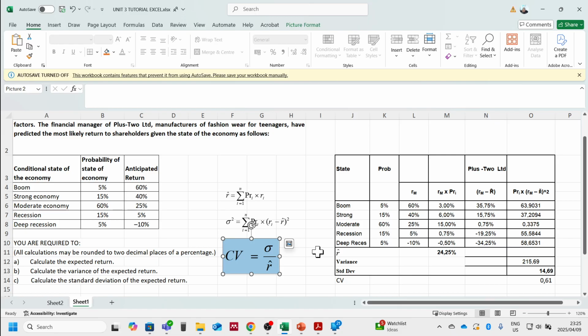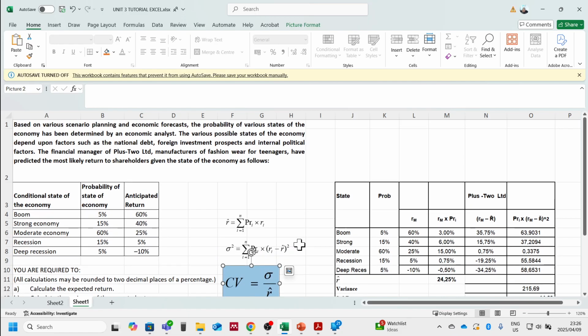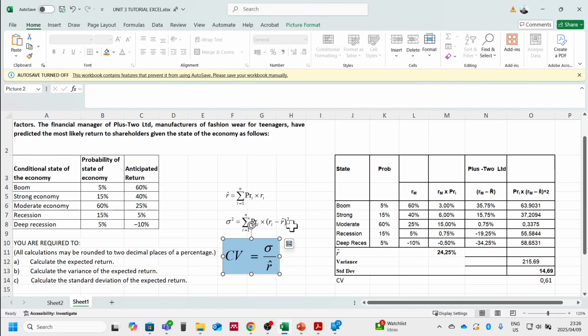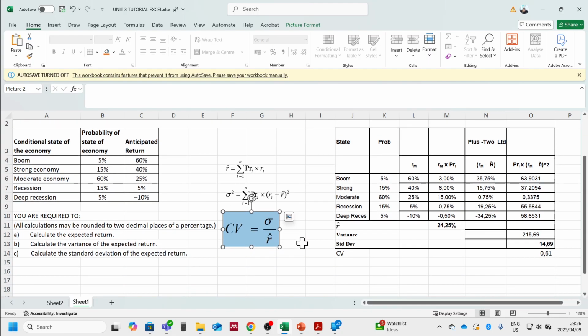expected return. So if you are only going to acquire 60% of an investment and add it to your company, though you will have control, it is very important to note that you cannot use the CV to measure that.